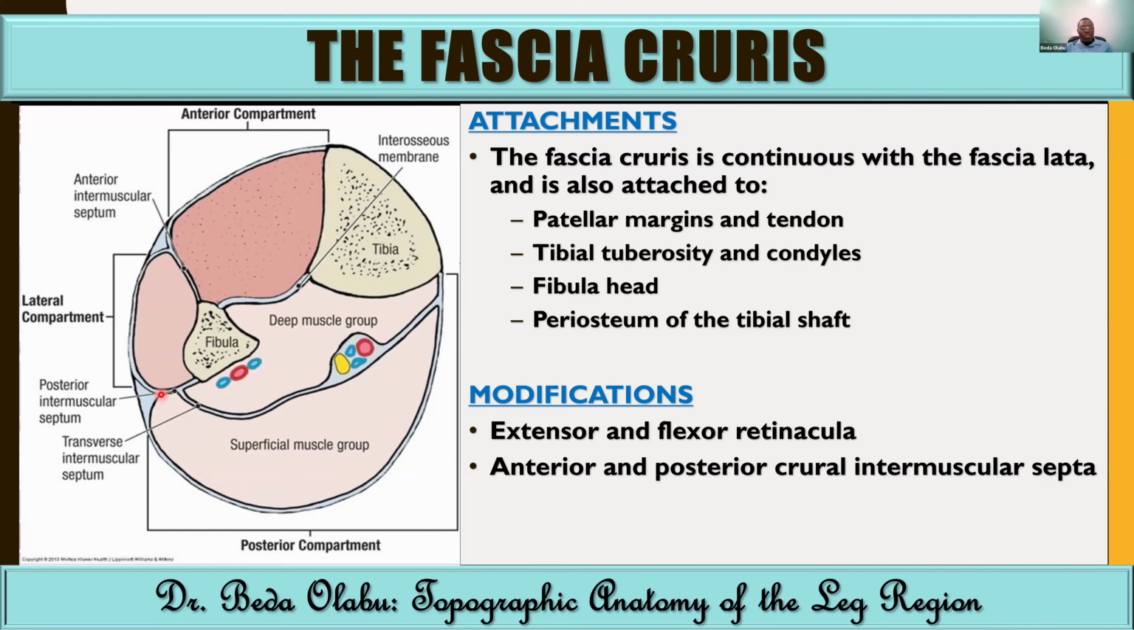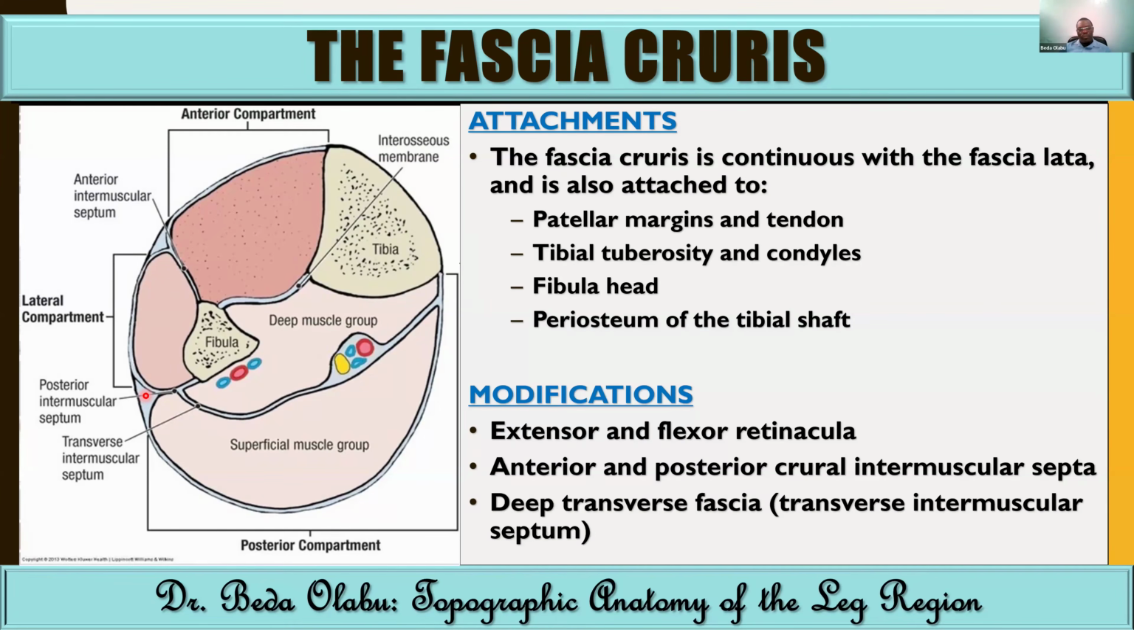Both anterior and posterior intermuscular septae attach to the fibula, but they arise from the fascia cruris, or you can look at it the other way around, arise from the fibula and insert into the fascia cruris. Either way, they're all attachments. These anterior and posterior intermuscular septa are useful in dividing the leg into its various osteofascial compartments.